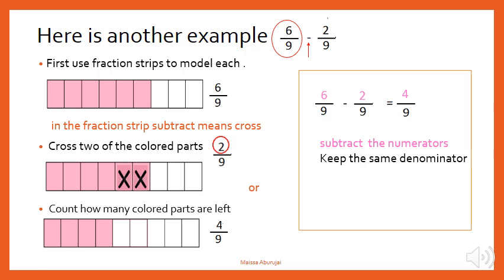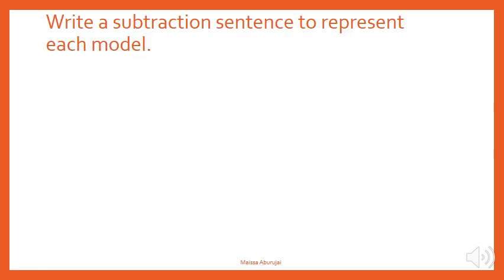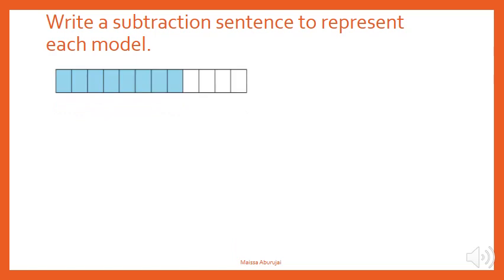Now, to start solving the classwork, the question says, write a subtraction sentence to represent each model. The strips are already drawn. You have here this strip divided into 12 equal parts. 8 parts are colored blue and there are 3 crossed parts.